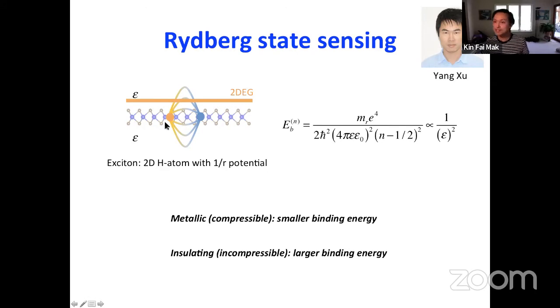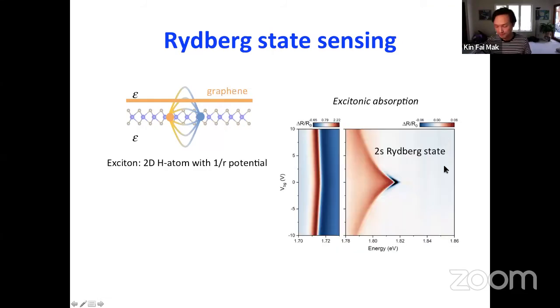Now imagine you put a two-dimensional electron gas, a 2DEG, nearby but not touching this two-dimensional semiconductor layer. If this 2DEG is in the metallic or compressible state, it will have a larger dielectric constant, so epsilon will increase and the binding energy of the exciton will decrease. On the other hand, if this 2DEG is in the insulating or incompressible state, we would expect the dielectric constant of this 2DEG layer to be reduced. And as a result, the binding energy will be bigger.